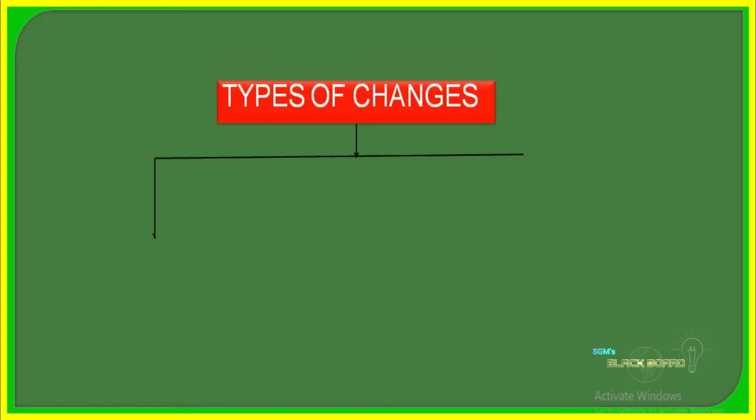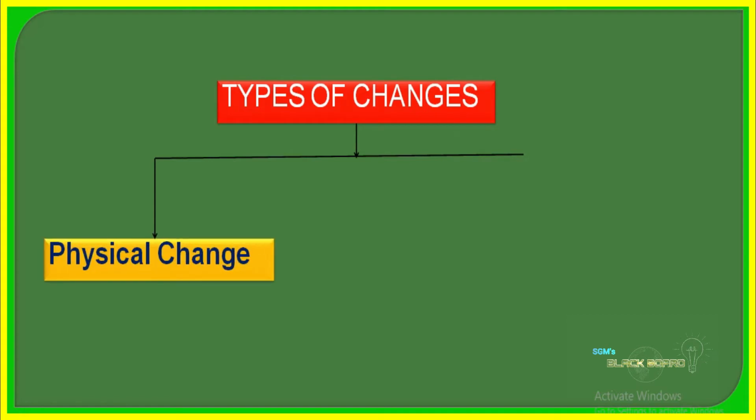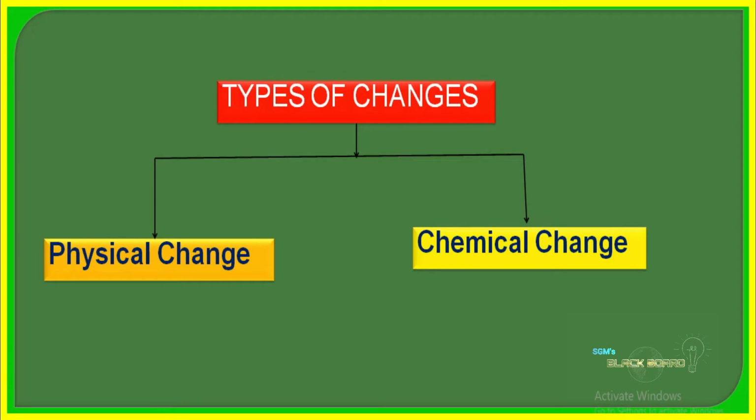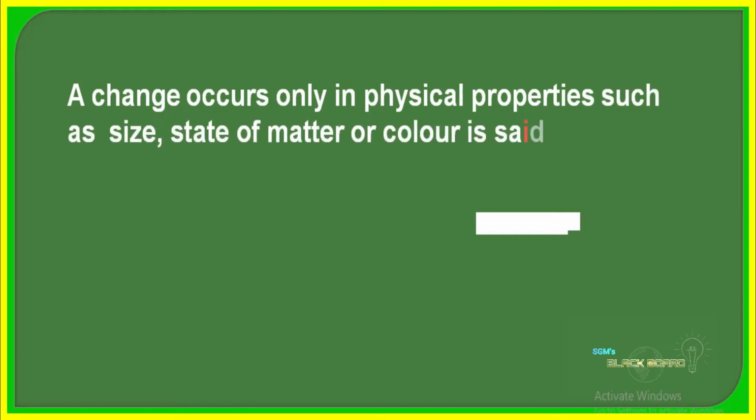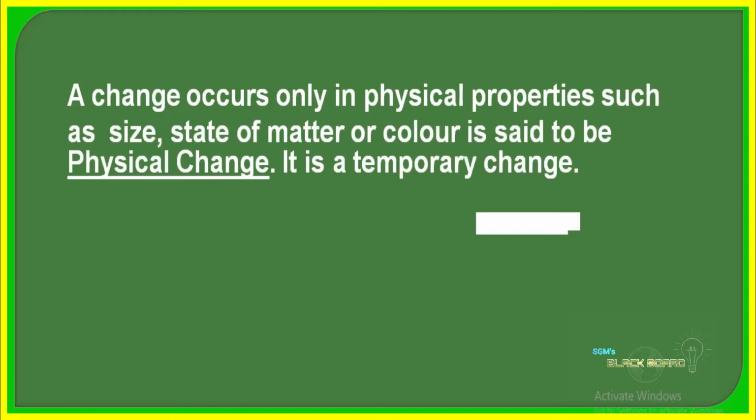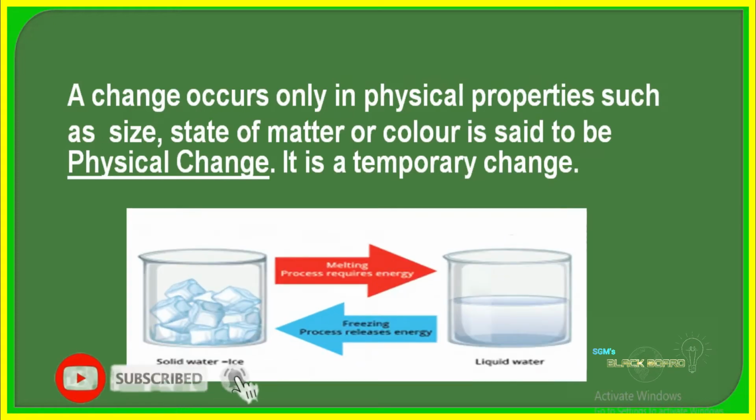You know that there are two types of changes. One is physical change, another one is chemical change. What is physical change? A change that occurs only in physical properties such as size, state of matter or color is said to be a physical change. It's a temporary change. Once the conditions are reversed, we will get the same substance again. We have seen some examples for that.